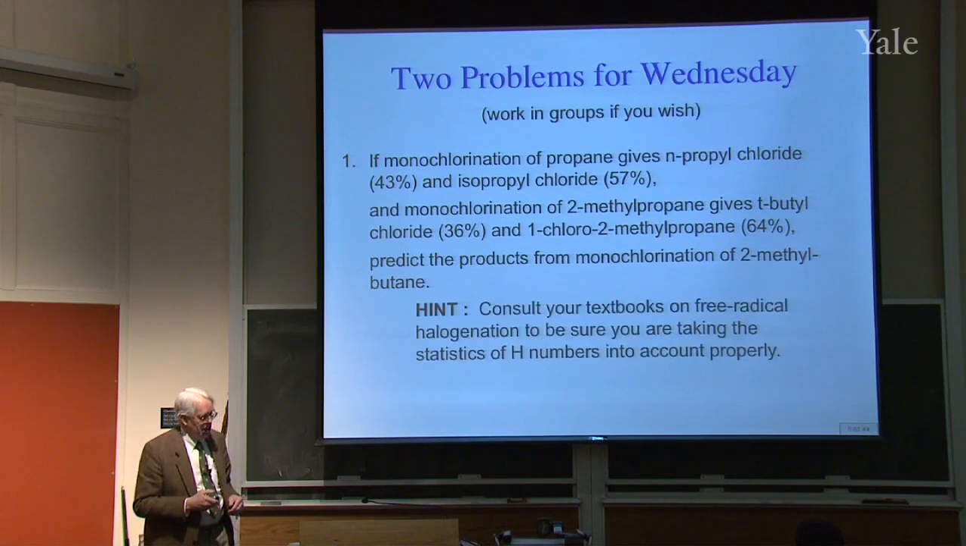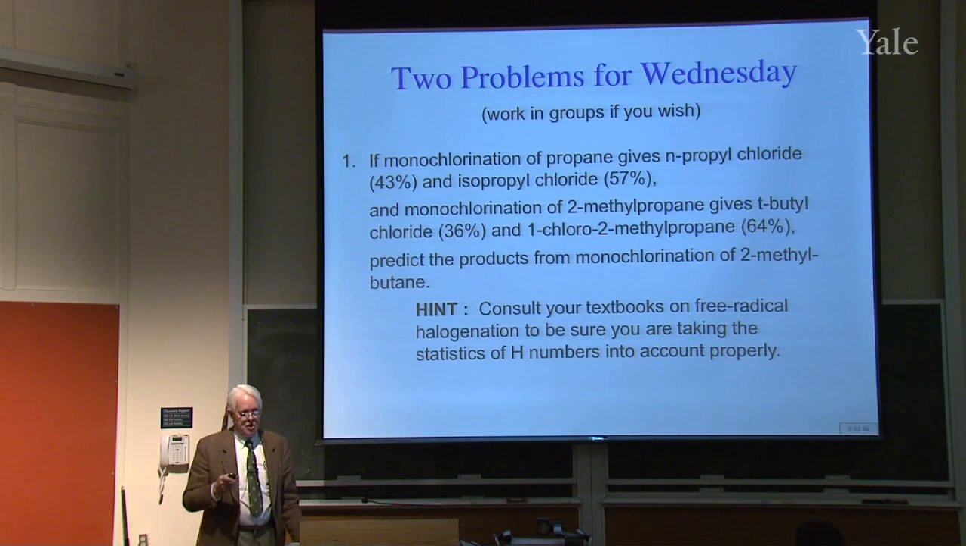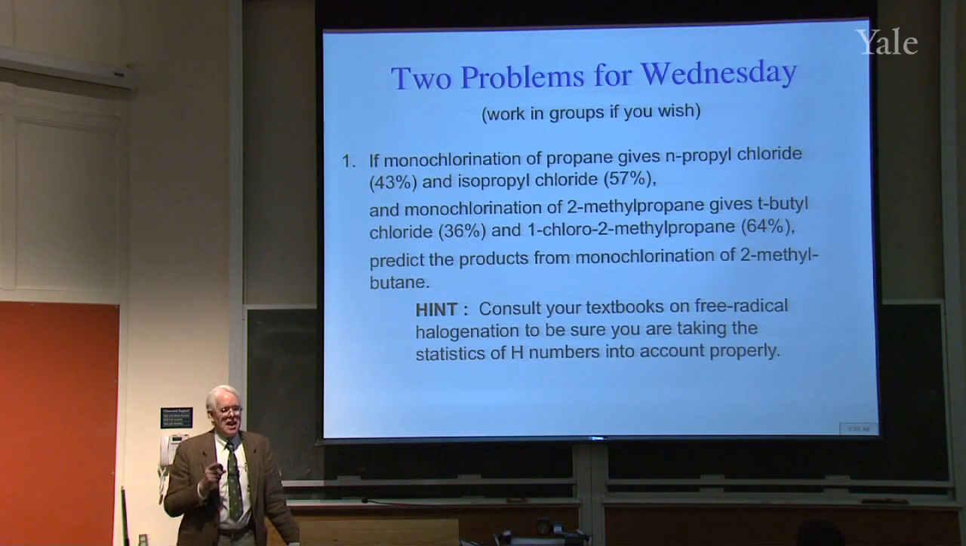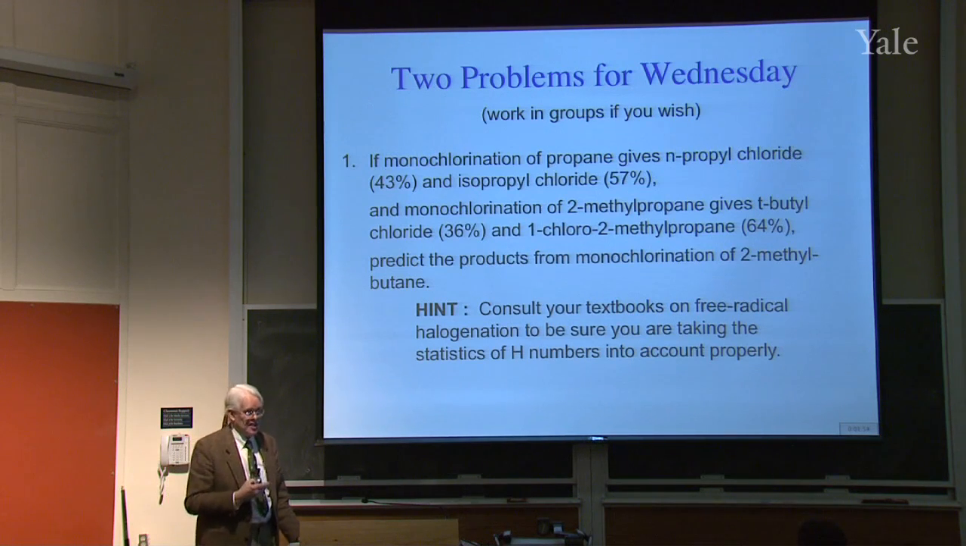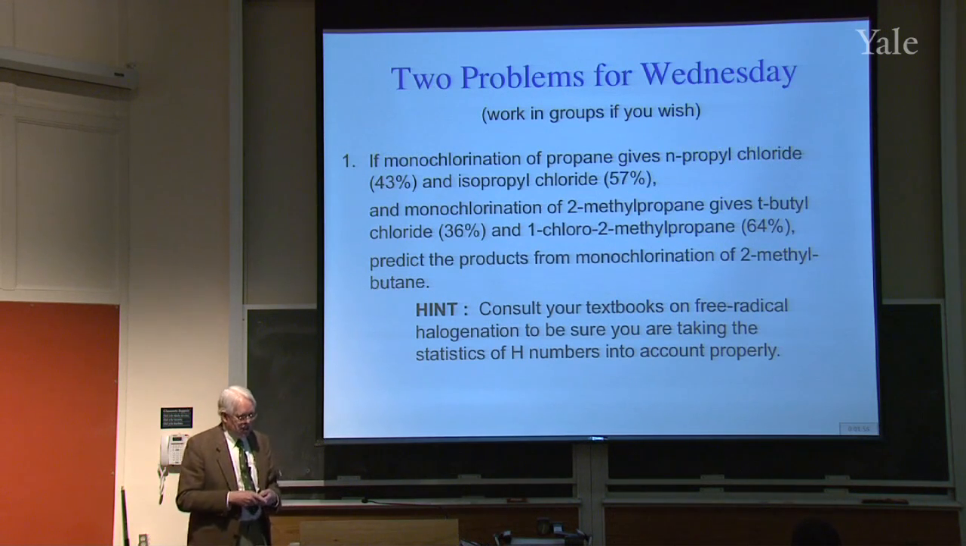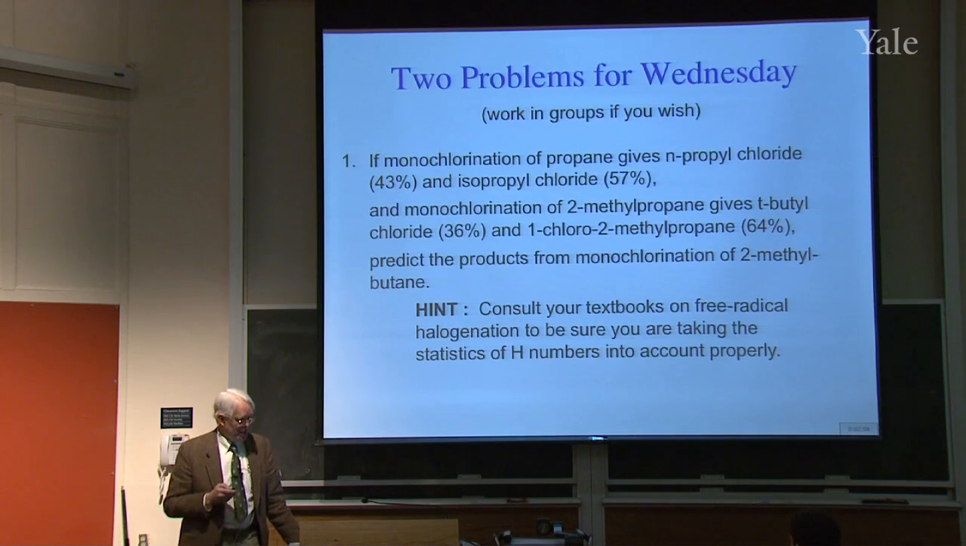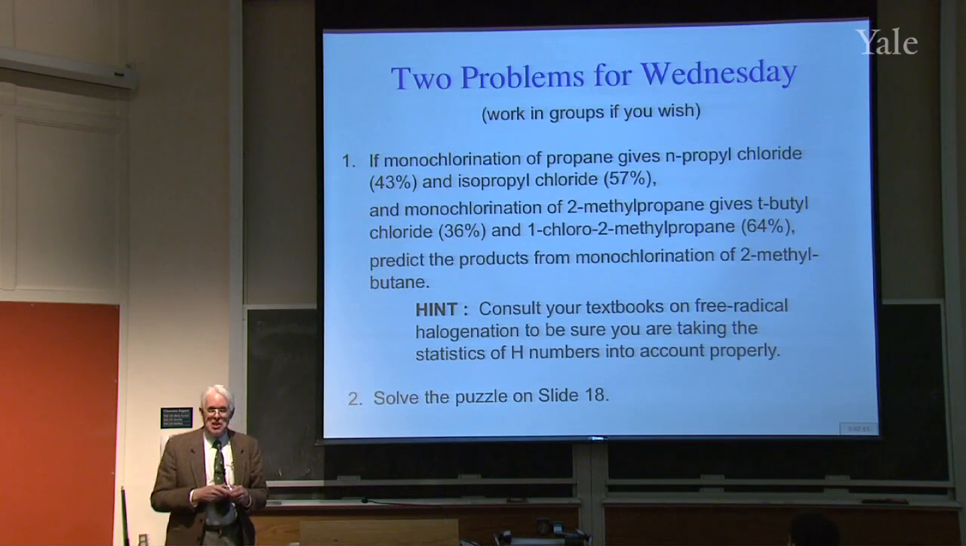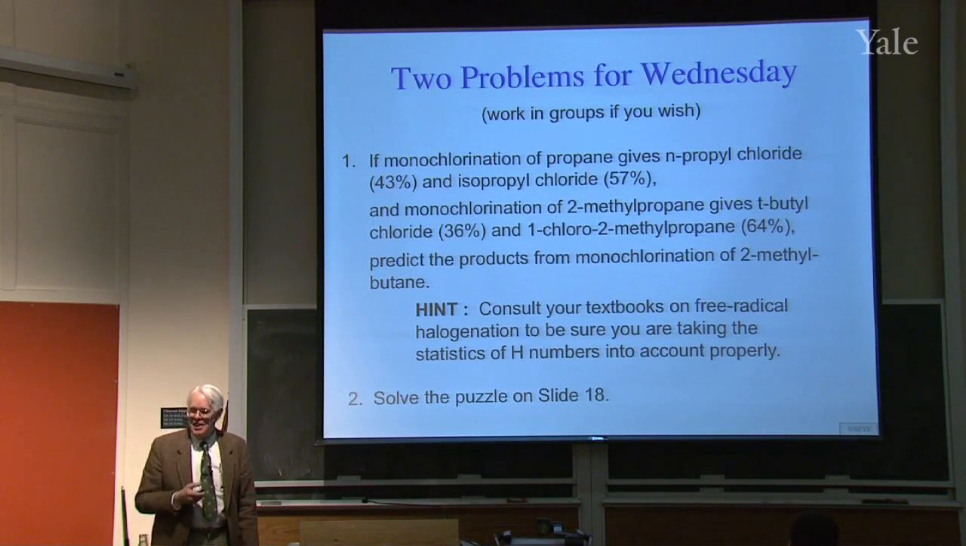Now, you'll find in the textbooks that you have, every textbook, I'm confident, has this kind of problem in it about selectivity in free radical chlorination. It probably has the same examples. So consult your textbook on free radical halogenation to be sure you're taking the statistics of hydrogen numbers properly into account. Okay, that's the first problem. The second problem is to solve the puzzle that's going to be coming up on slide 18. So hold on and we'll get to that one.